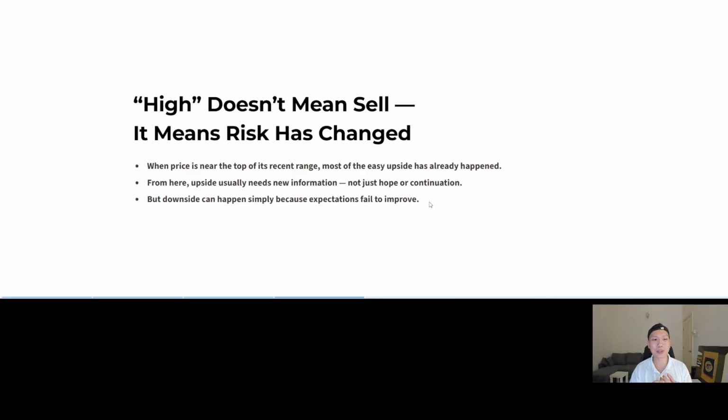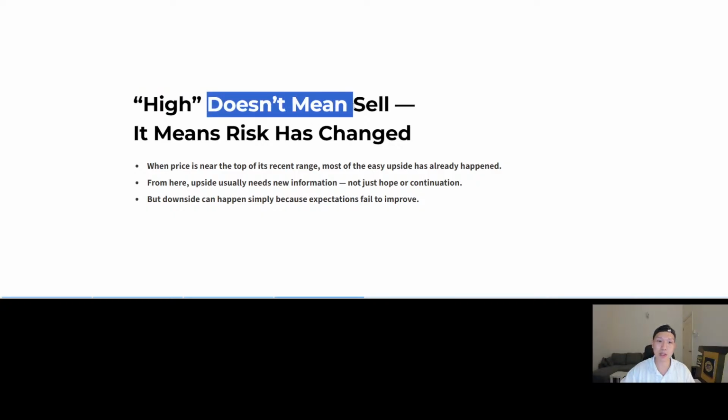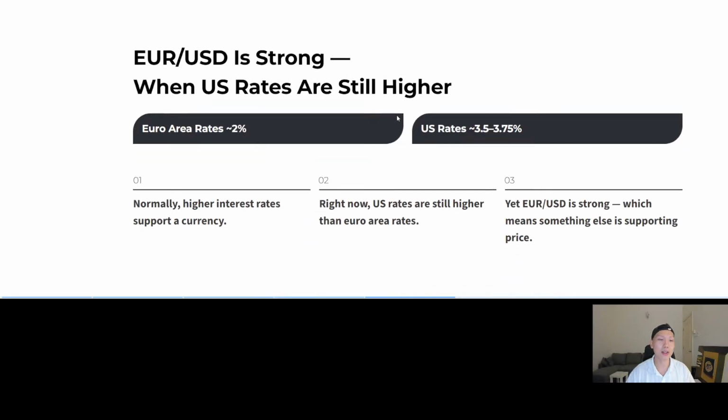So what I'm trying to tell you here, if you sit back and really pay attention to the entire class, by the end of the class you will understand what I'm actually trying to say. But I want you to pay close attention to this one: downside can happen simply because expectations fail to improve. So even though it is very high right now, it doesn't mean it is a selling signal. We're going to look at the charts later to have a better look at what is actually happening in the market.